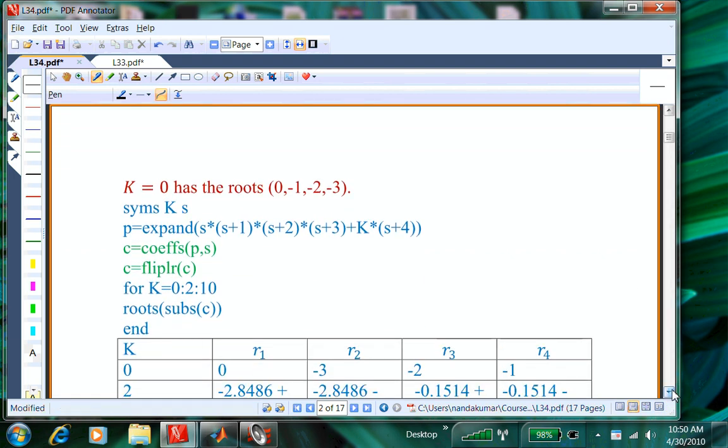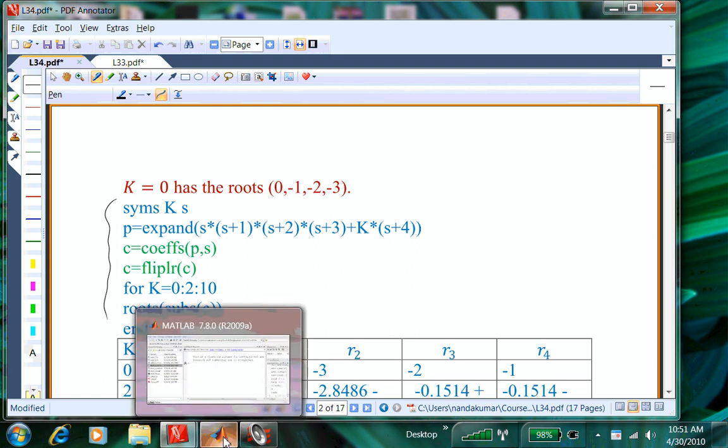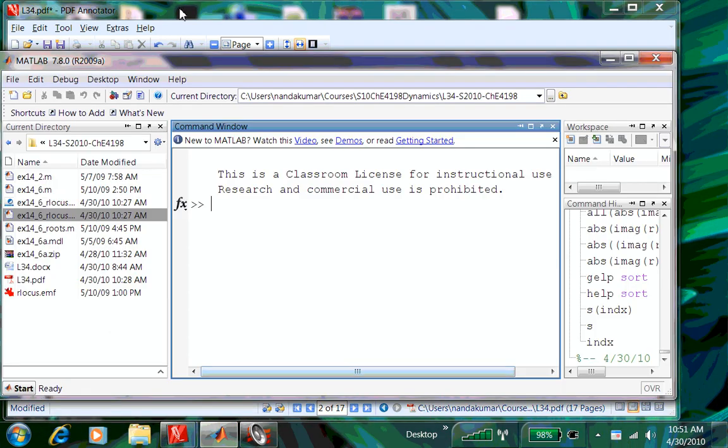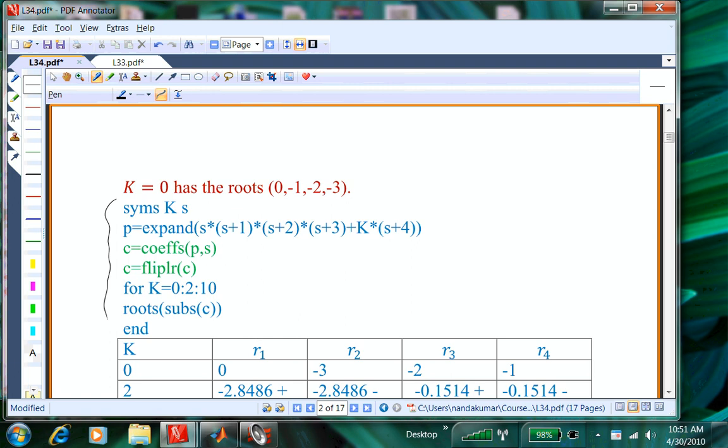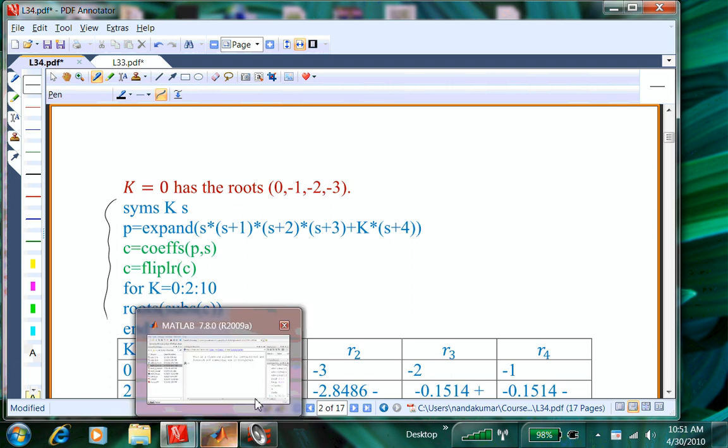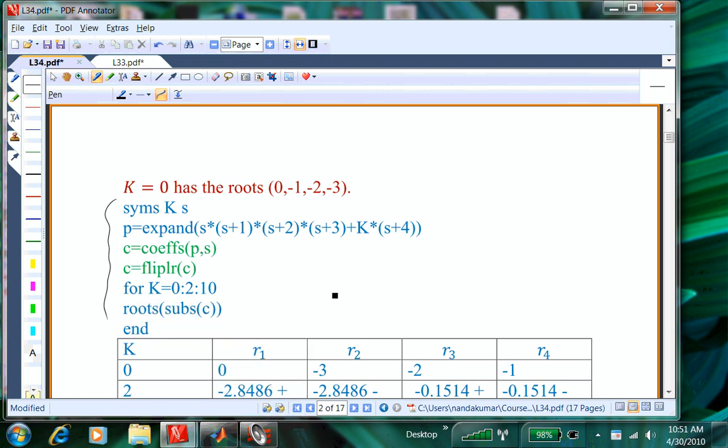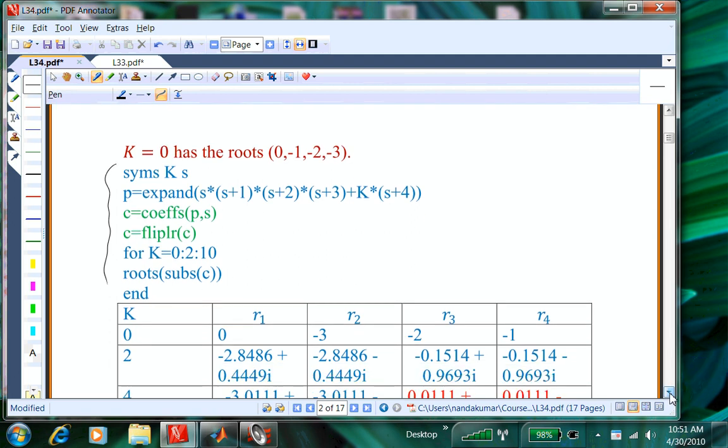So this program is slightly different from what I put earlier. I just figured out this morning that there are a few more functions that one can use in MATLAB. Let me just go through it and explain it, and if you feel that there is a need for me to demonstrate it, I'll do it.